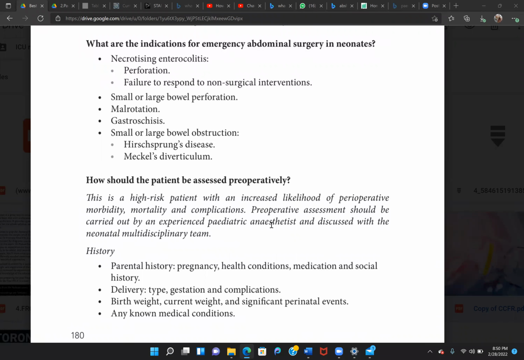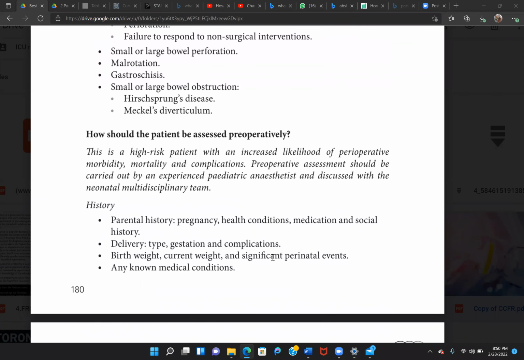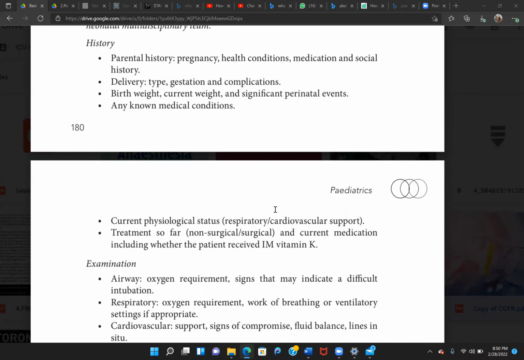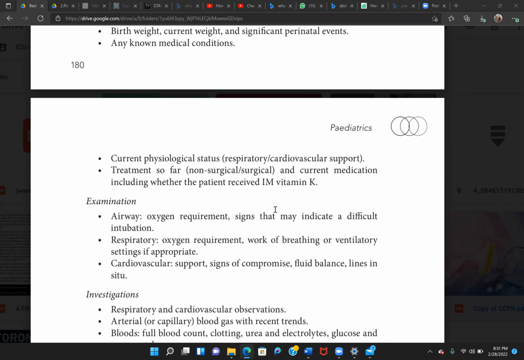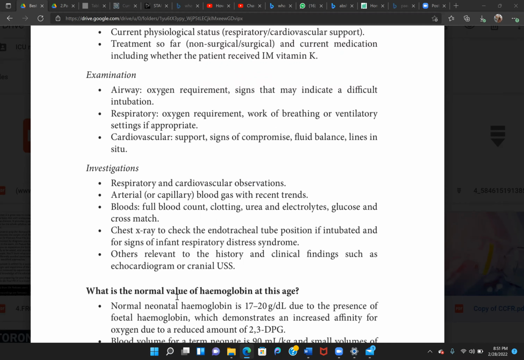So whenever you have an emergency surgery, you will have these concerns, like with any patient. If it is a neonate, you have to chalk out the post gestational age, and in addition the birth history. This is extra to what you do for any other patient. And the rest of the things we have discussed in detail.